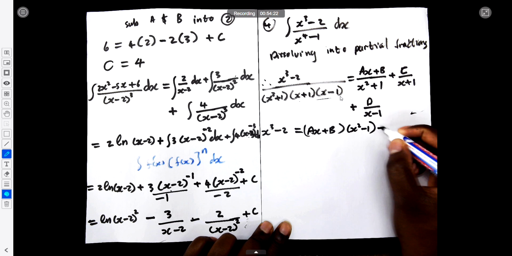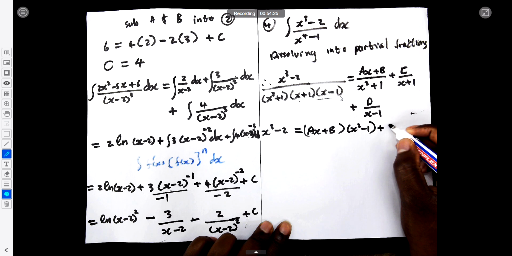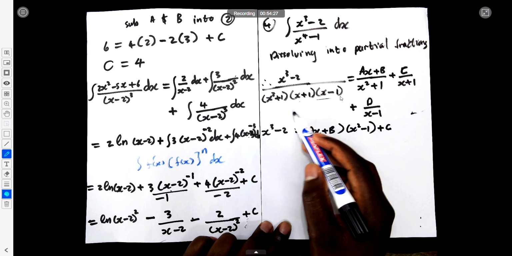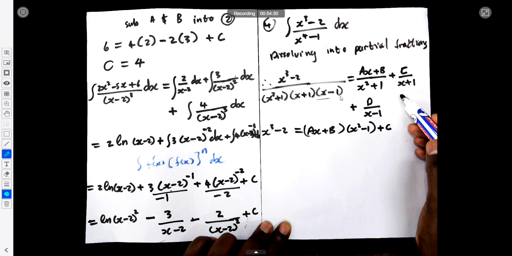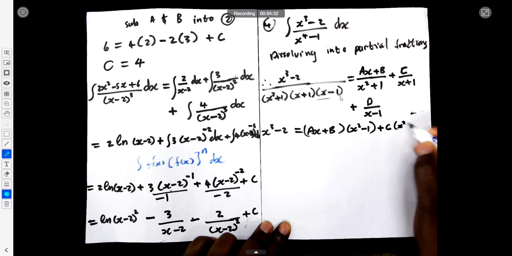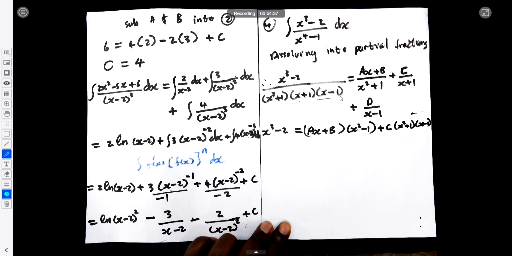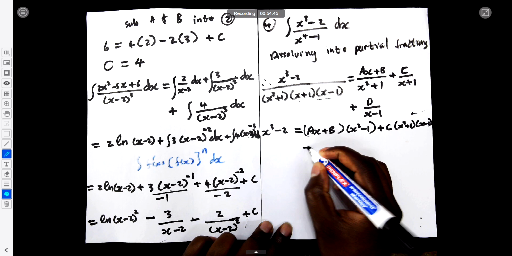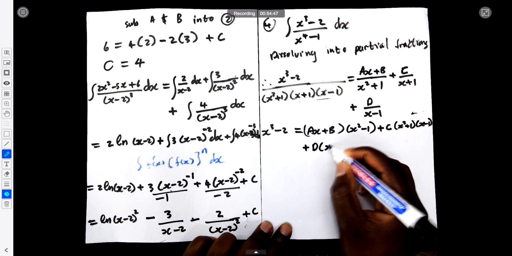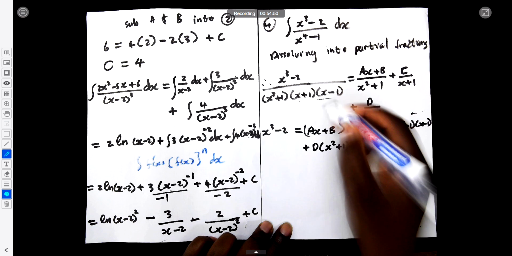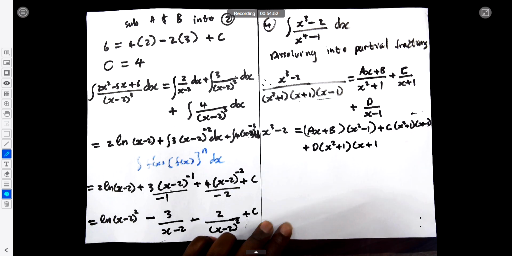It's multiplying ax plus b. Then the one for c is the one that you cannot skip, which is going to be c. Then x plus 1 will be eliminating the x plus 1. So we're left with c, which is multiplied by x squared plus 1 times x minus 1. Therefore, the one for d is going to be plus d multiplied by x squared plus 1. The x minus 1 is eliminated. We're left with x plus 1. That is an exam type problem.